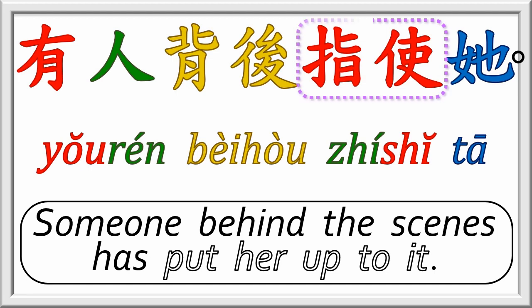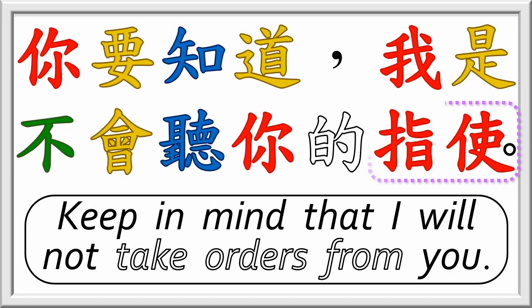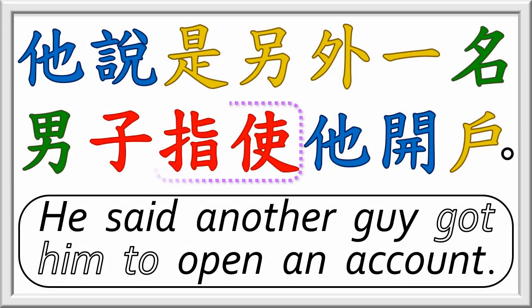有人背后指使他. Someone behind the scenes has put her up to it. 你要知道，我是不会听你的指使. Keep in mind that I will not take orders from you. 他说是另外一名男子指使他开户. He said another guy got him to open an account.